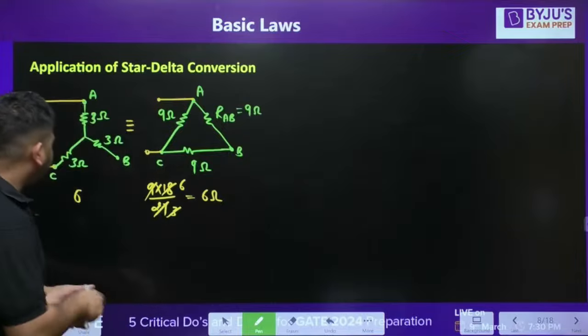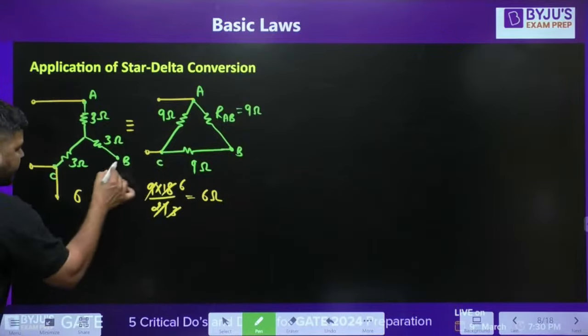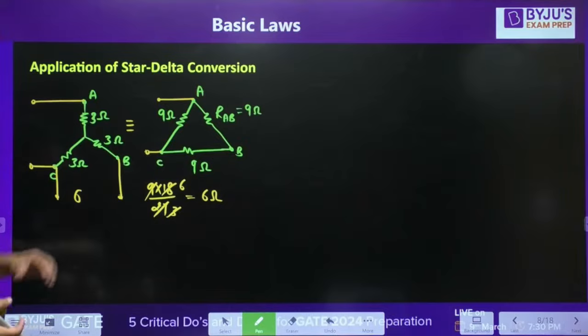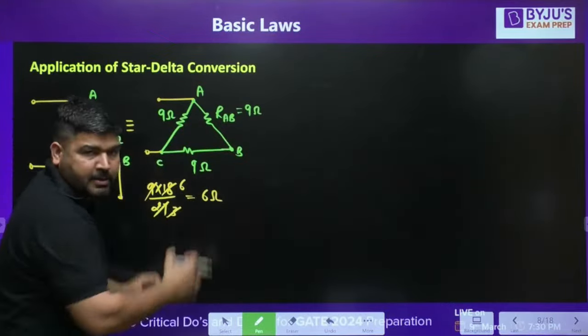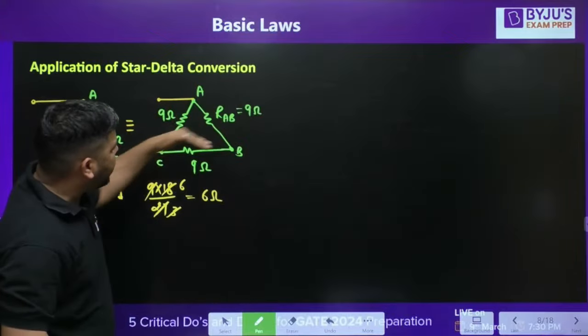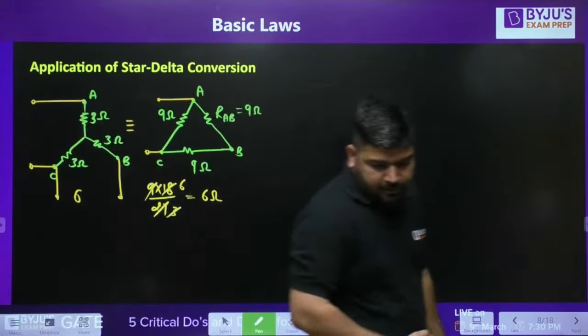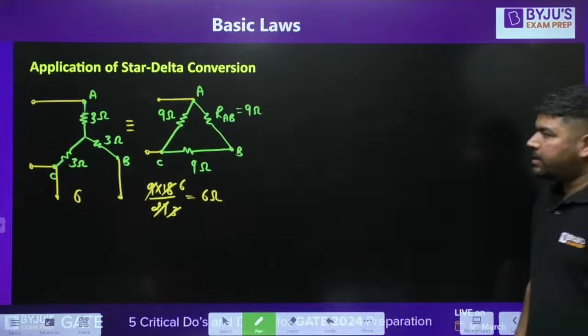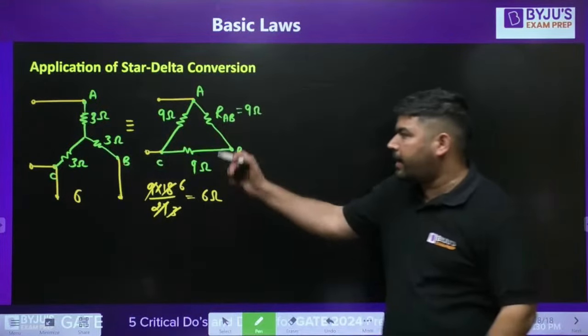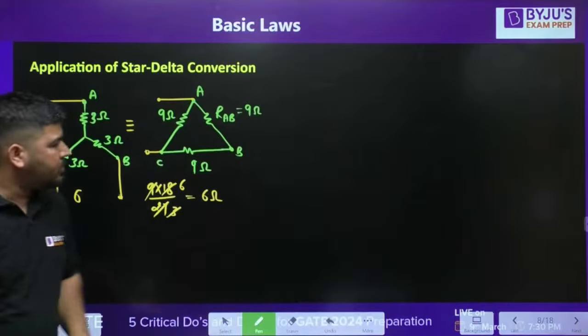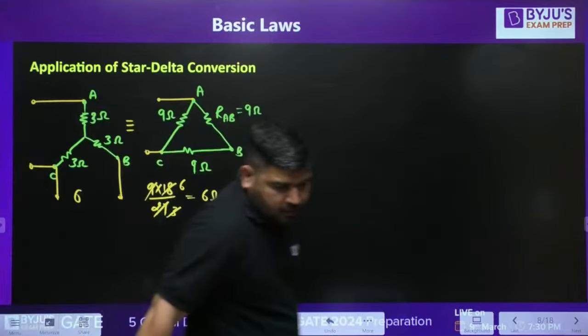6 ohm on this side and 6 ohm on this side. Similarly, you can calculate the equivalent resistance between B and C, by keeping A open. It will again be 6 ohm. Taking 2 points out, it will be 18 ohm in parallel with 9 ohm, and you will get 6 ohm. I hope it is clear. This point is very important and we will use this concept maybe in magnetically coupled circuits. I hope you understood it.